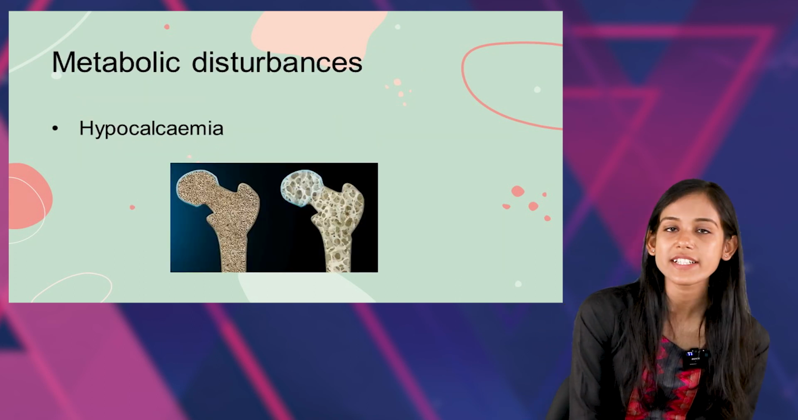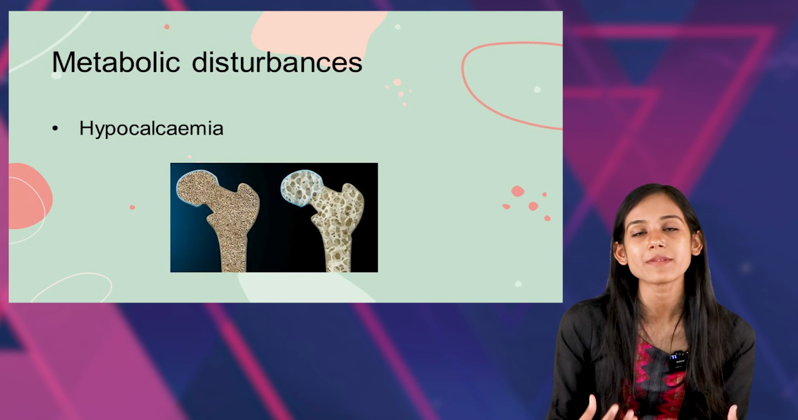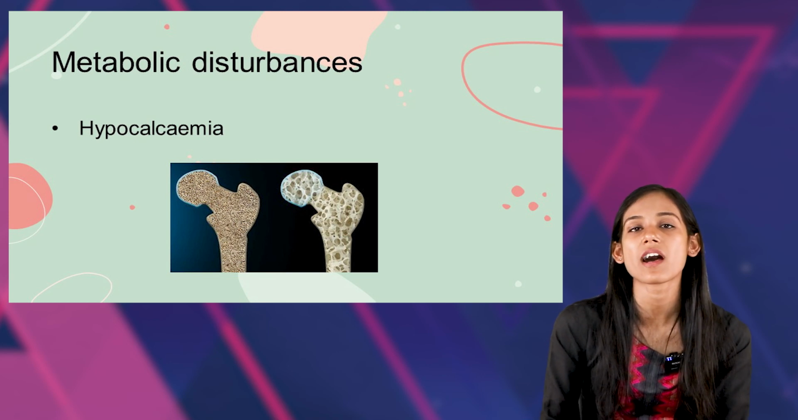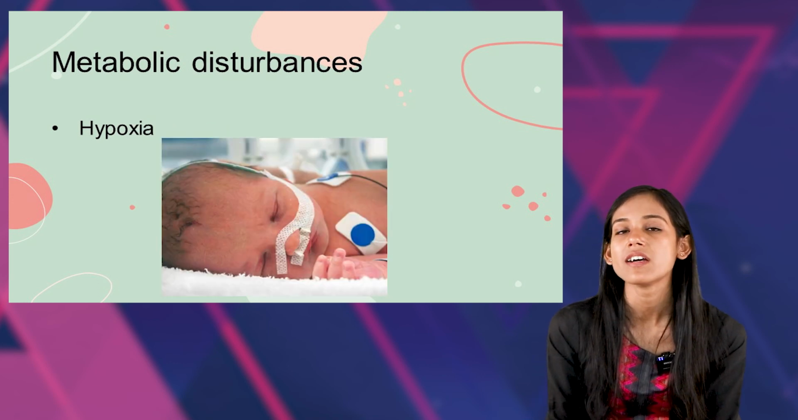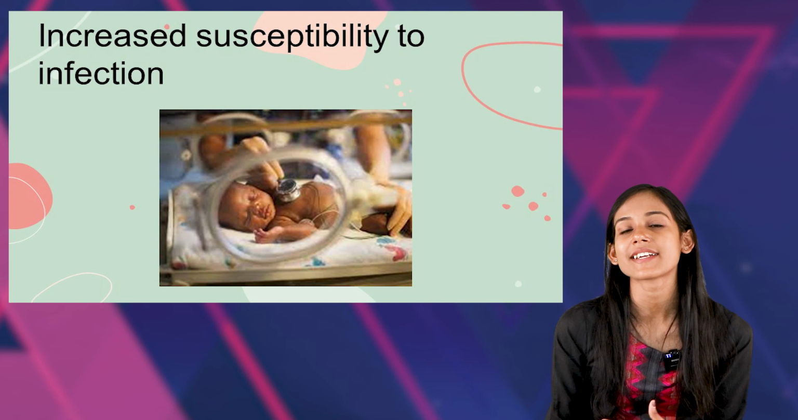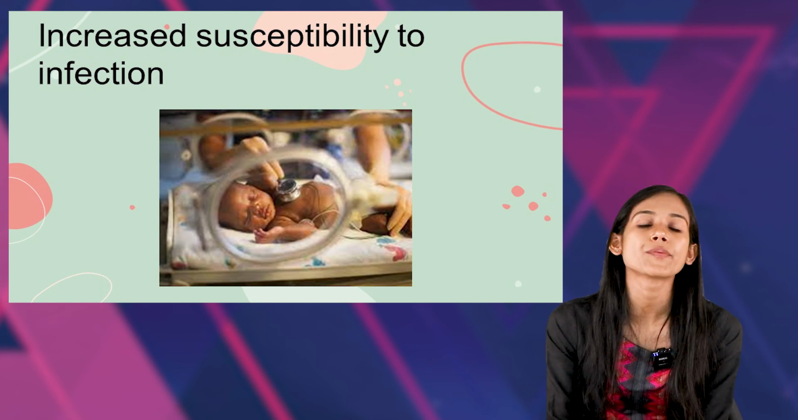The next thing is metabolic disturbances. Due to poor metabolic functions, these preterm neonates are more prone to get hypoglycemia, hypocalcemia, hypoxia, and hypoproteinemia. The next thing is increased susceptibility to infection. We have already told many times that they are more prone to infections. These preterm neonates are 3 to 10 times more vulnerable to infections than normal neonates. Basically, they have inefficient cellular immunity, and also they have low IgG antibody. These things make them more susceptible to infections.